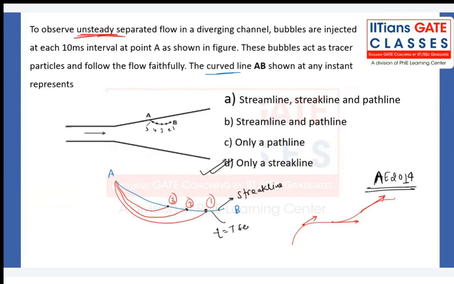Now tell me, if it is a steady flow, then we might have an option that all the streamline, streak line, and the path line will be the same. But separated flow cannot have the condition of steady flow. That is highly unsteady flow, separated flow. Right.